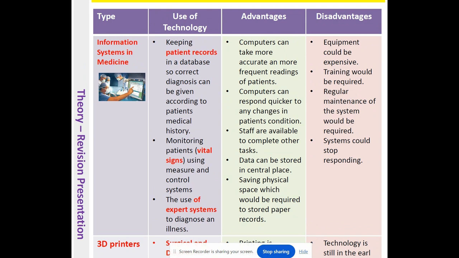So we can use lots of technologies within hospitals and doctors' surgeries to provide a more accurate diagnosis of a patient's illness. Computers can take more accurate and frequent readings as well. If you're connected to the vital signs, it can take readings more often. Computers can respond quicker to any changes in patients' conditions. Staff are available now to complete other tasks, and data can be stored in a central place, which can be accessed from any point in the hospital. And we are saving physical storage space because we're not having folders of papers.